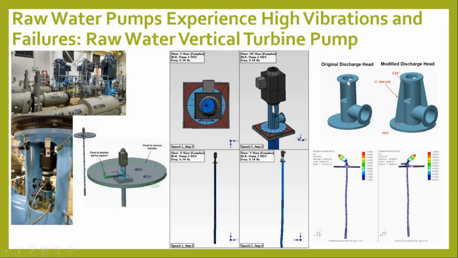So for that, if you see, this model belongs to this category, the original discharge head. What they have done is add these ribs, you can see these ribs, to get additional stiffness at these pump locations. Once that is done, they will get some sort of shifting from this frequency, right? So you can see the virtual displacement plots.